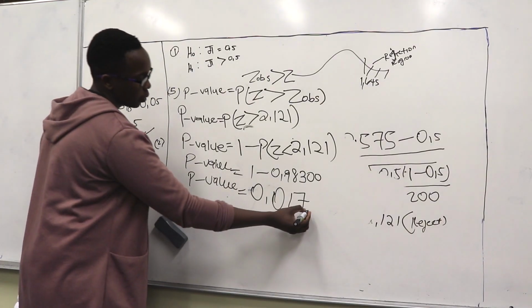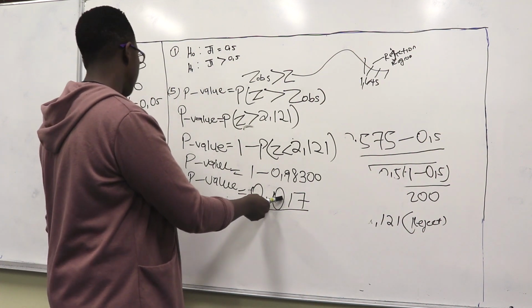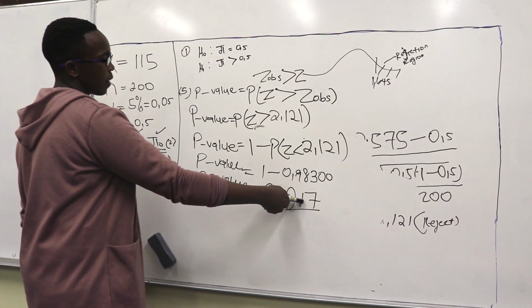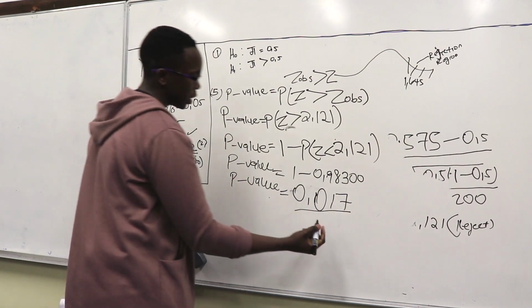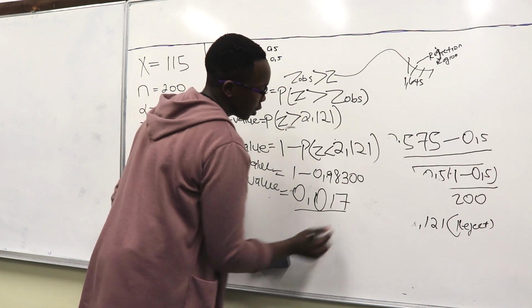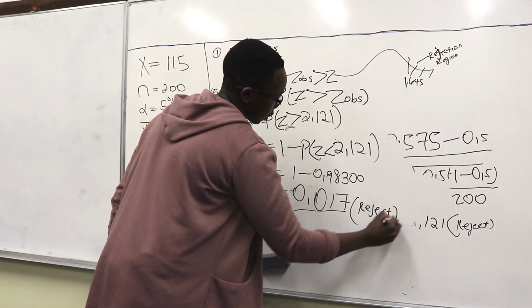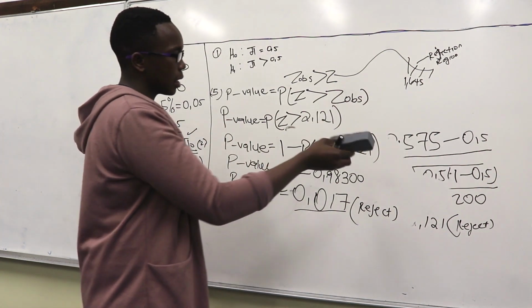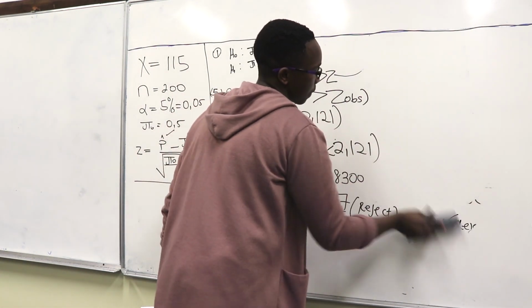Then we have to compare our p-value with our pi. 0.017 is less than 0.5, so we are still rejecting. Okay, you can write it here. We're still rejecting, right? And then you go to step 6, which is where you conclude.